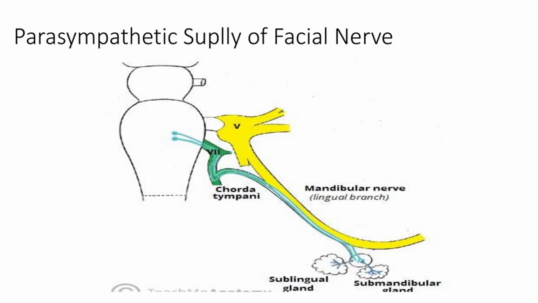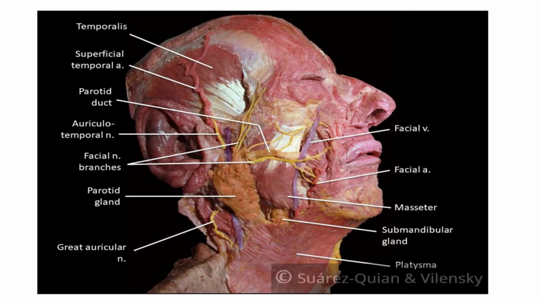And here we have the parasympathetic supply of the facial nerve. And here we have in this pic a dissected body, and you can see the area where the facial nerve can be located and its branches can be located.